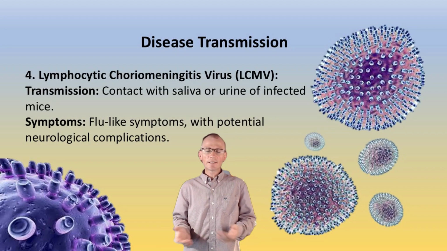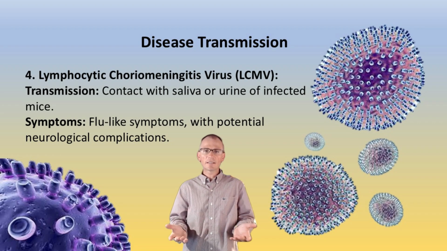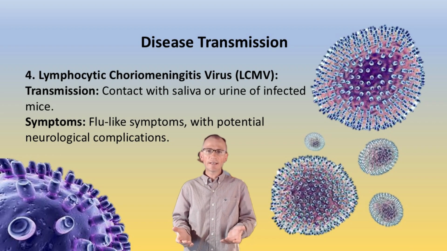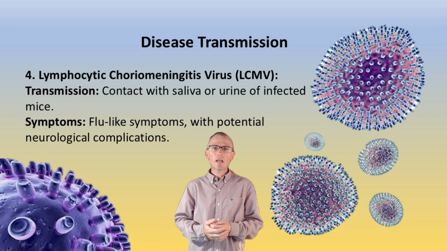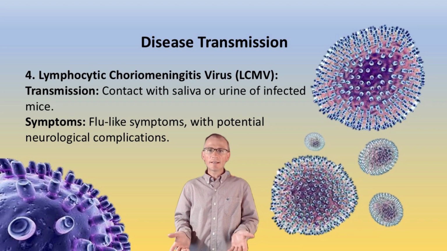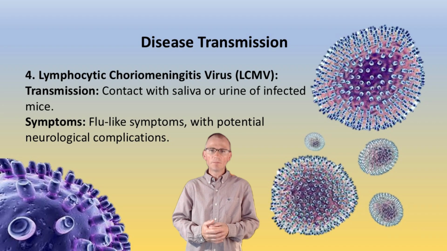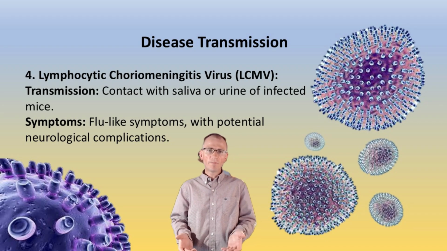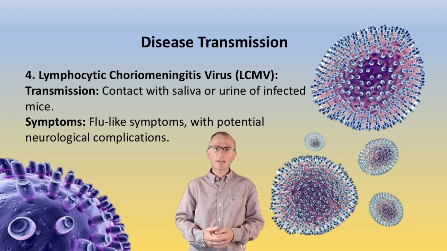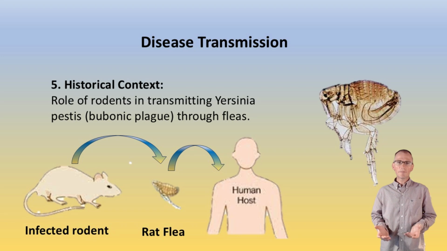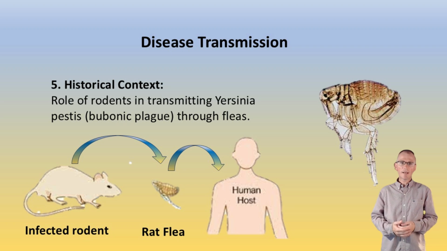Our next disease associated with the house mouse is lymphocytic choriomeningitis virus, LCMV. Transmission: contact with saliva or urine of infected mice. Symptoms: flu-like symptoms with potential neurological complications. With disease transmission, we need to think about the historical context. What is the role of rodents in transmitting Yersinia pestis, bubonic plague, through fleas?